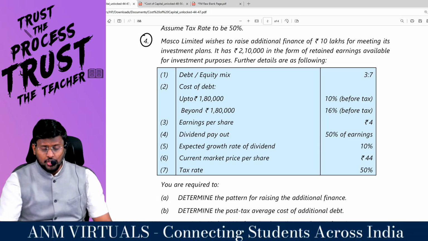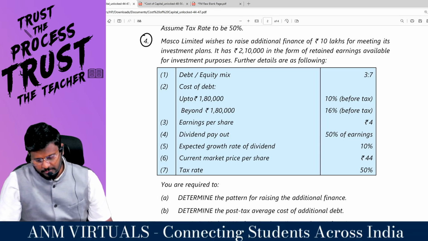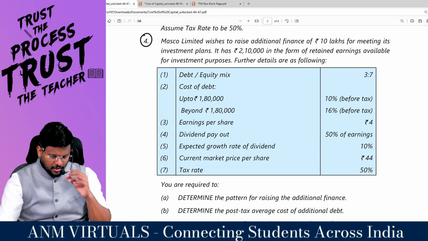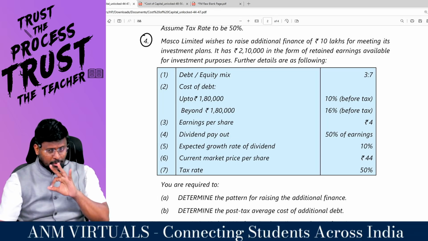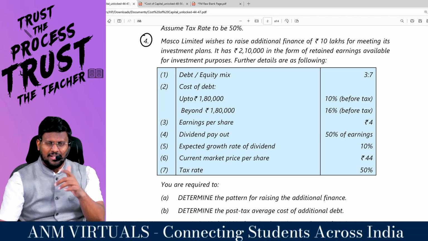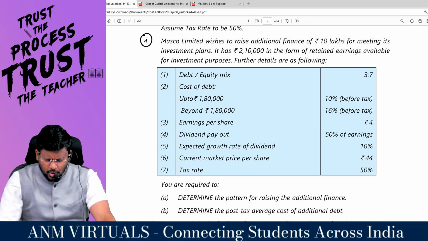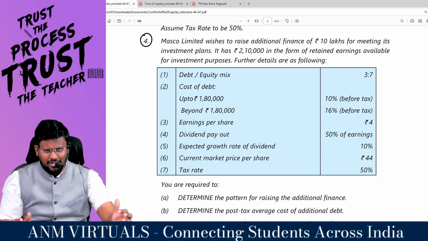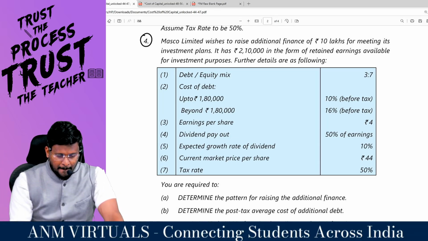So we are doing cost of capital book back questions, ICI book back. We have already solved 3 questions. Totally 7 questions are there. We are moving into the 4th question. Good question, big question, but easy question.